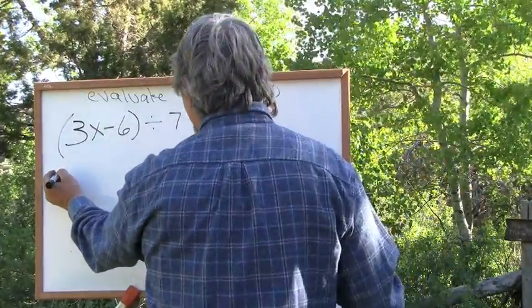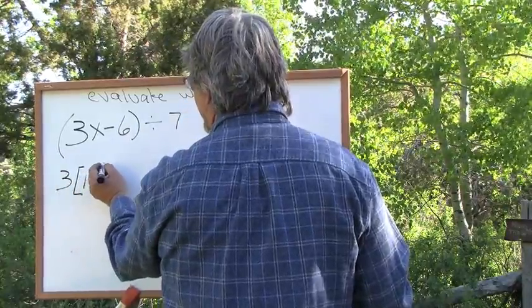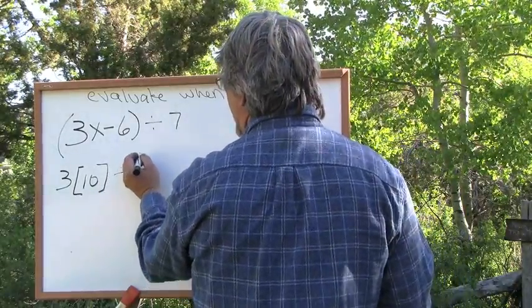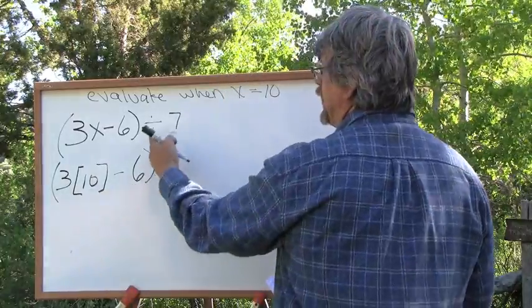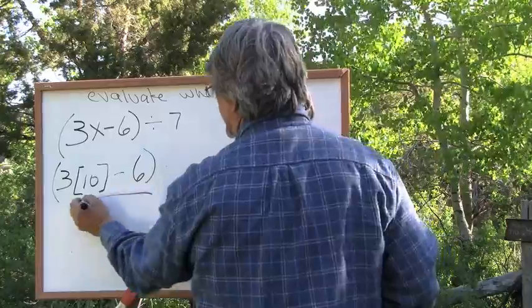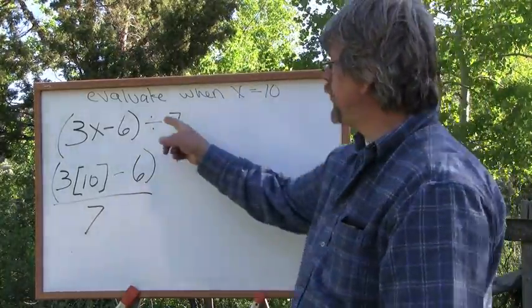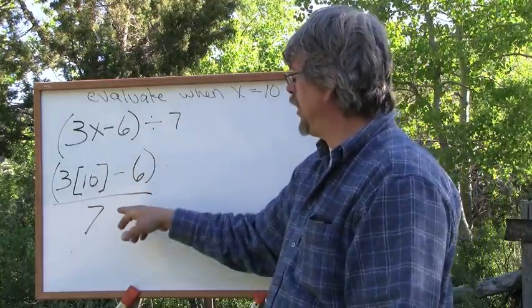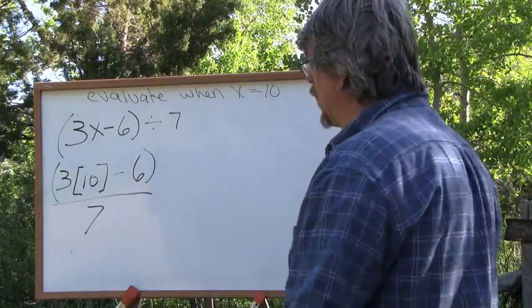3x. This is telling us we have 3 multiplied by 10. I'm going to use brackets just for kicks and giggles. Minus 6. This is in parenthesis. That's why I used brackets. And this is over 7. This is the same expression, putting it under the bar, as you do this. This doesn't help me nearly as much as putting it in fraction. And I suspect you'll see that as we go along.